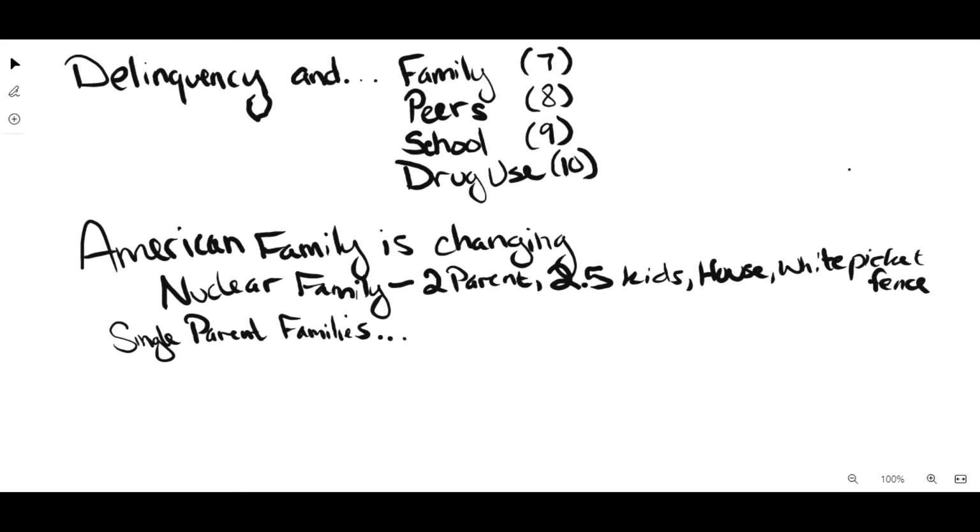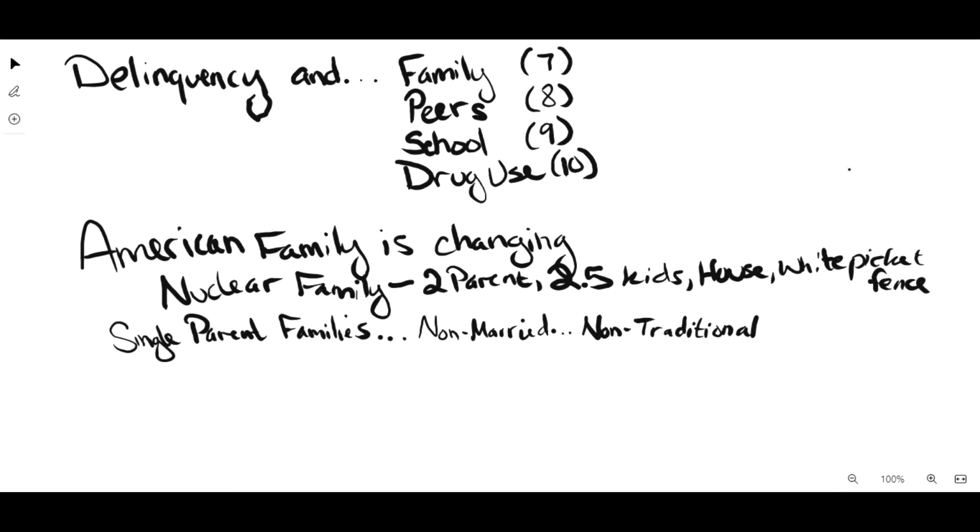And even more so, there are non-married. And my other favorite, non-traditional. And this is just a catch-all for any kind of non-husband and wife first time. The American family is not just two parents, 2.5 kids, a house with a white picket fence.